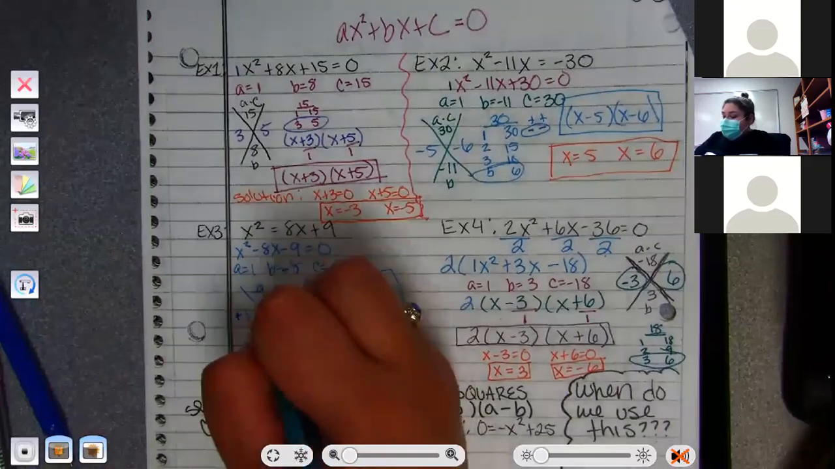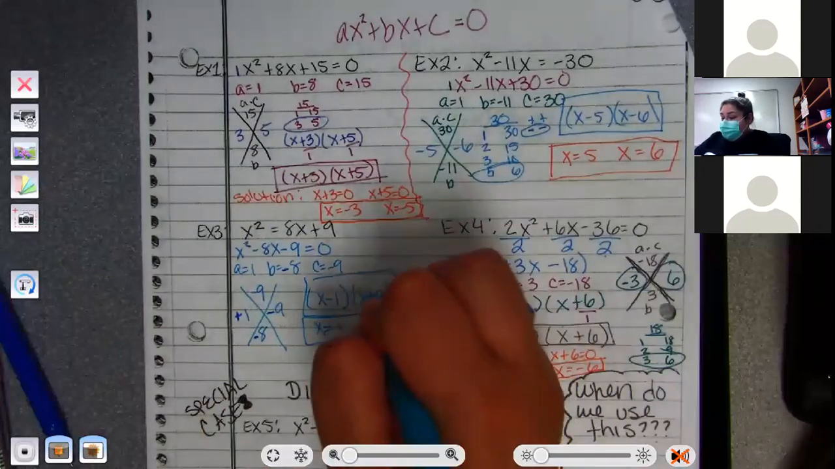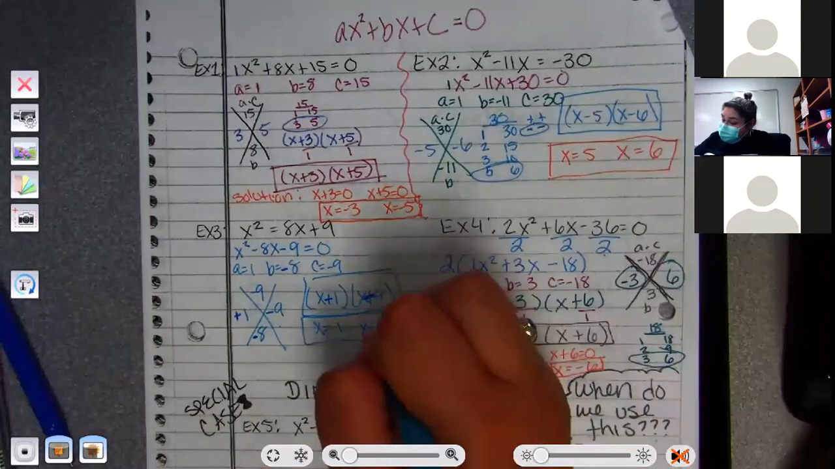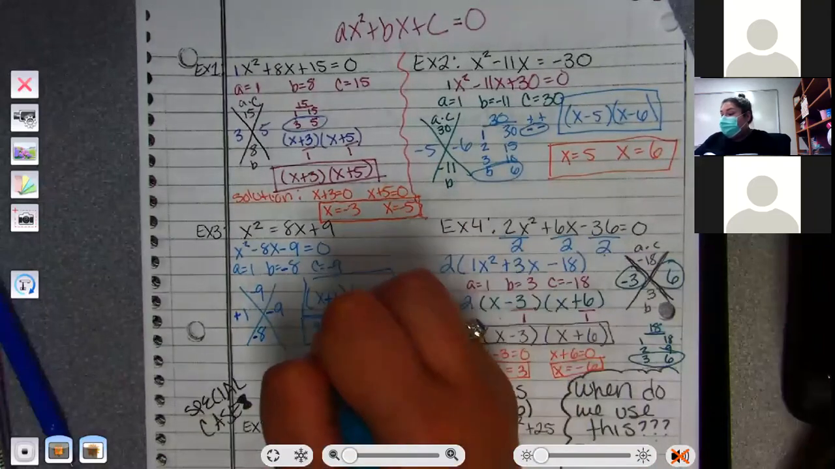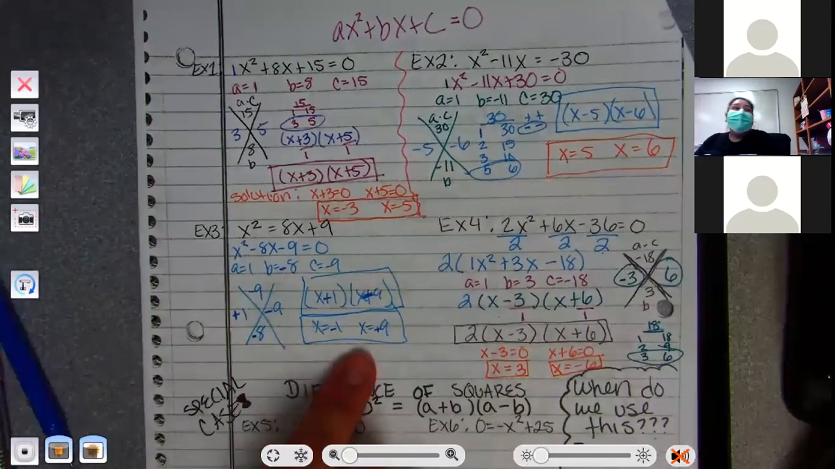This should be a positive and this should be a negative, which means this should be a minus and this should be a plus, which means this is a positive 9 and this is a -1. So do we see how not writing the correct thing could totally mess up my answer? My bad. Thank you, Edie.